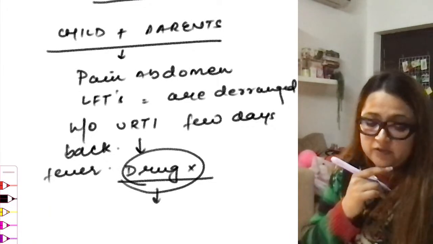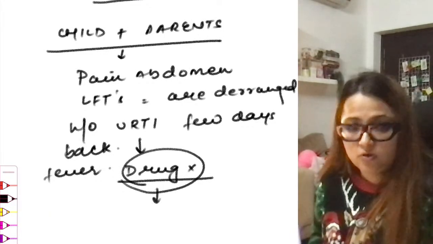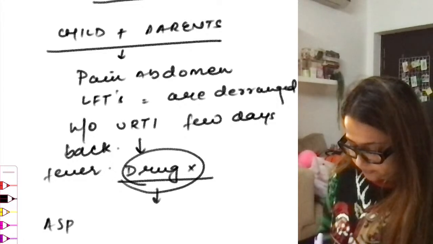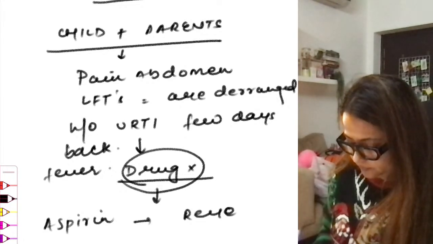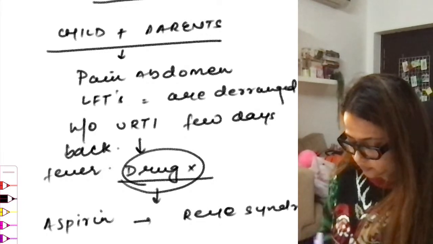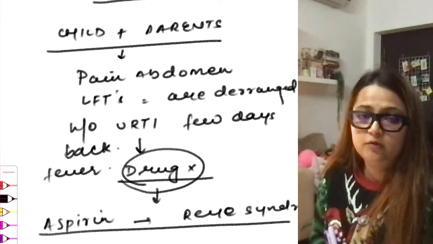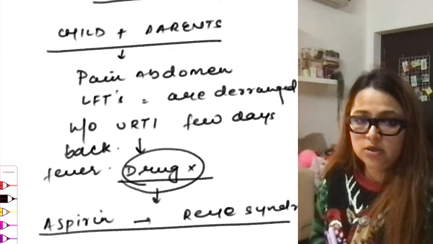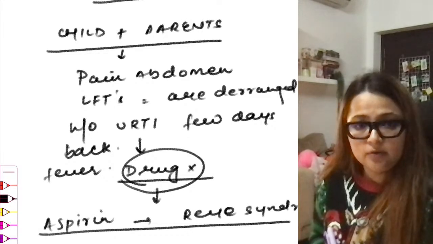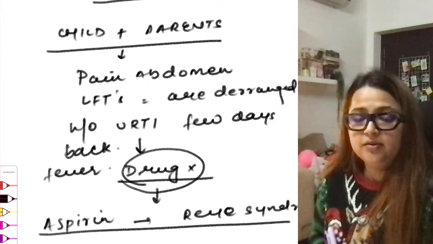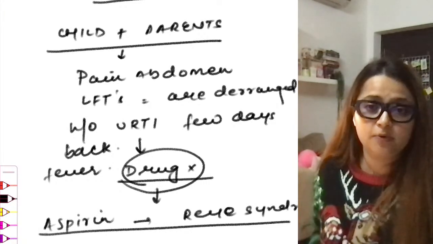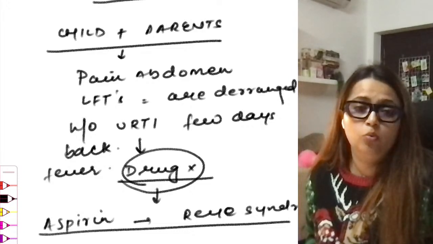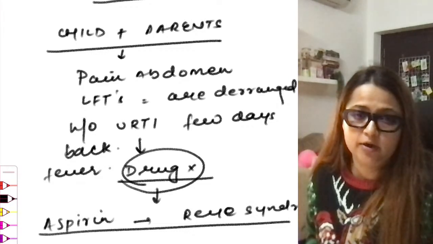So this is the kind of history that you could expect in case of Reye syndrome. So the drug is aspirin and the condition is Reye syndrome. All right. So you should always remember that you should not give aspirin to a child, particularly when a child is having upper respiratory tract infection, because majority of the upper respiratory tract infections in children are viral in etiology. Okay. So you should avoid it.